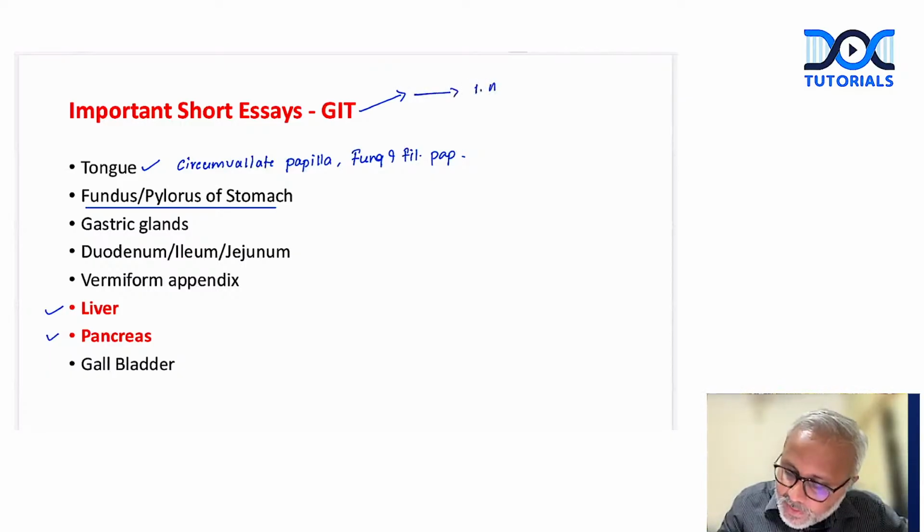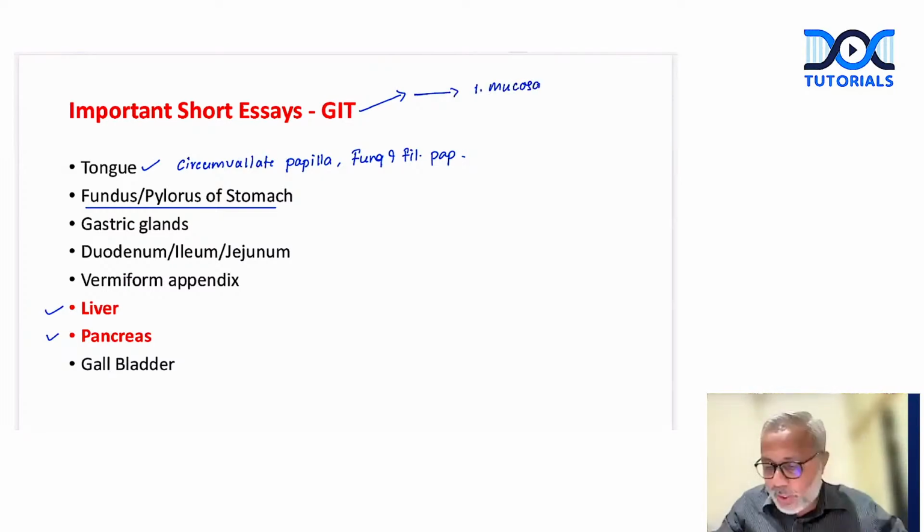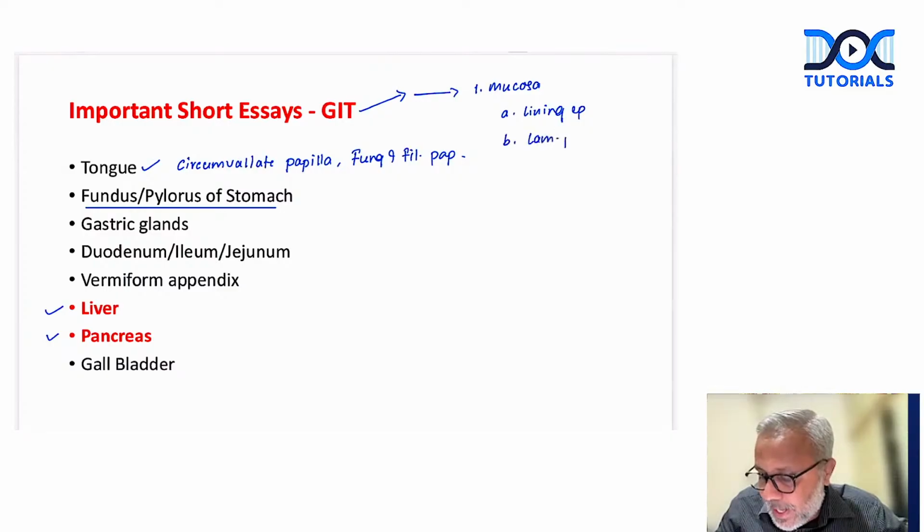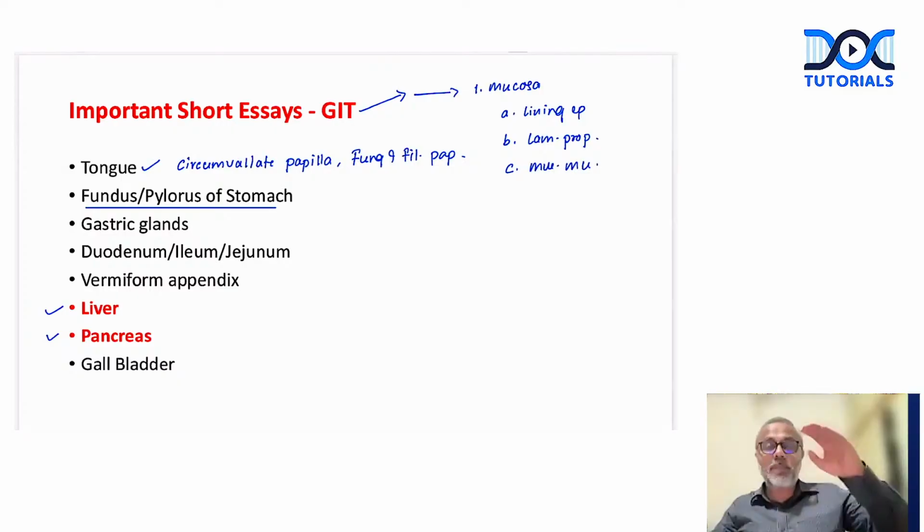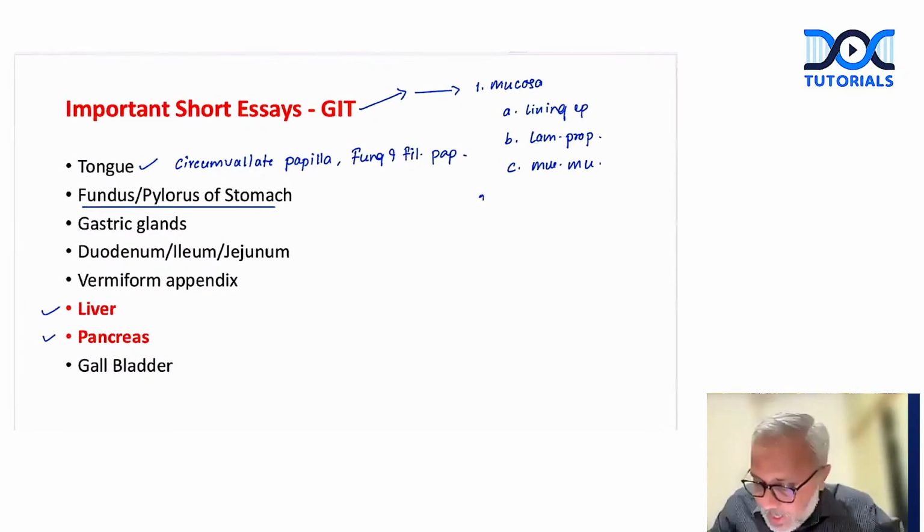One is start with describing the mucosa. In mucosa, we often look for the lining epithelium. Then the next thing is the lamina propria. And the next thing is the muscularis mucosa. So when you describe the mucosa, you must describe it in this order only, from inside out.